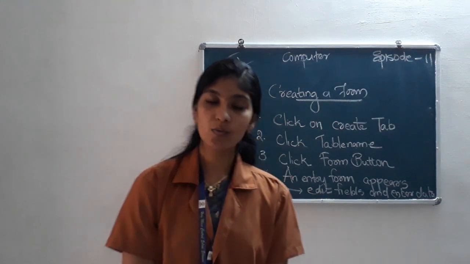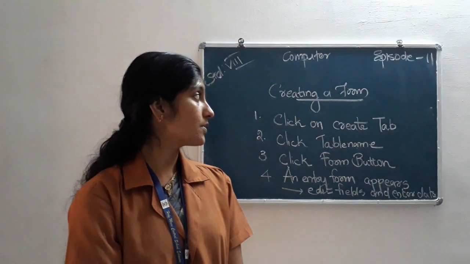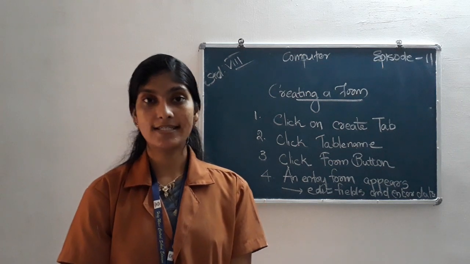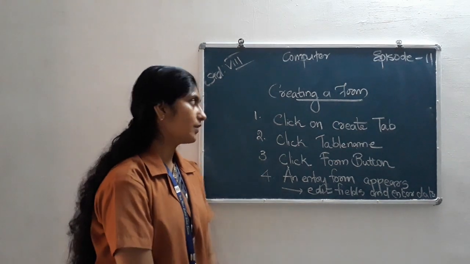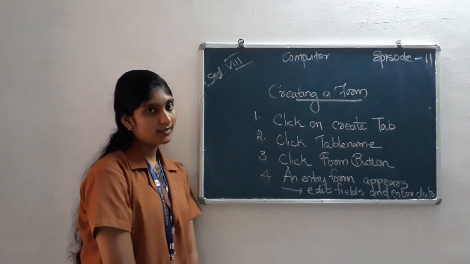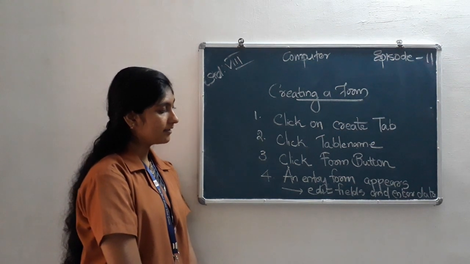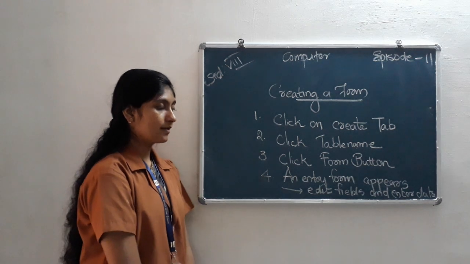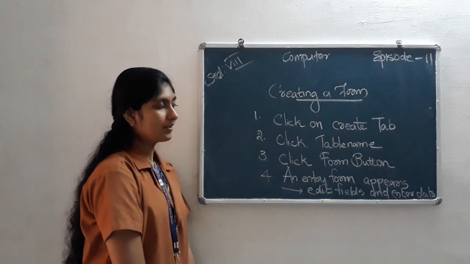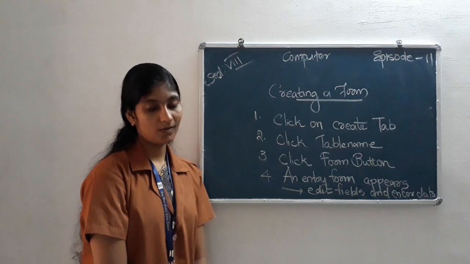Okay, so now you understood what creating a form is. Once again, for creating a form, click on the Create tab, click the table name, click the Form button, an entry form appears, and you can edit the fields and also enter the data. Alright.